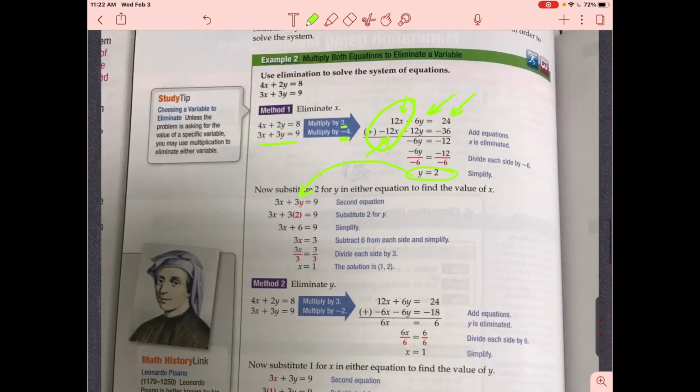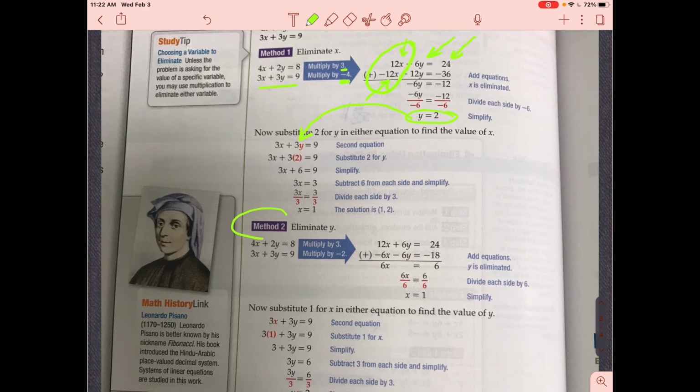All right, here they show in method 2 another way of doing it. So we don't have to do it with the 3 and the negative 4. We could multiply the top one by 3, that's similar, and then we could multiply the bottom by negative 2. And instead of making the 12x and the negative 12x like it did in the first example, we end up with the middle terms here ready to cancel, a positive 6y and a negative 6y.